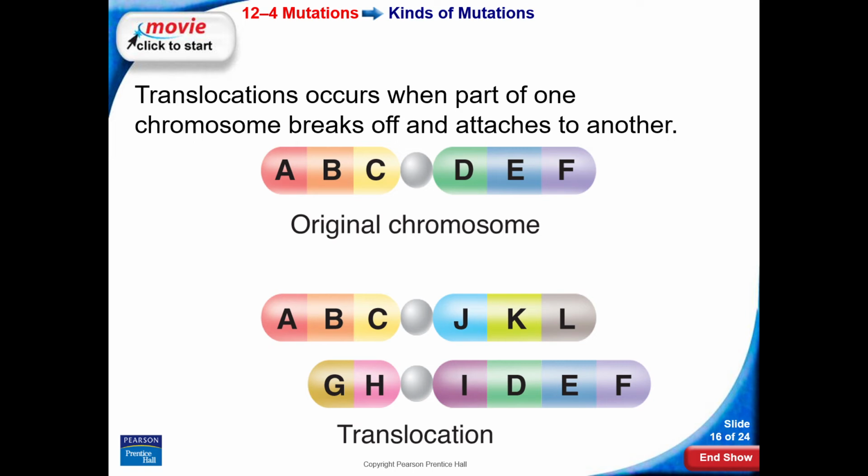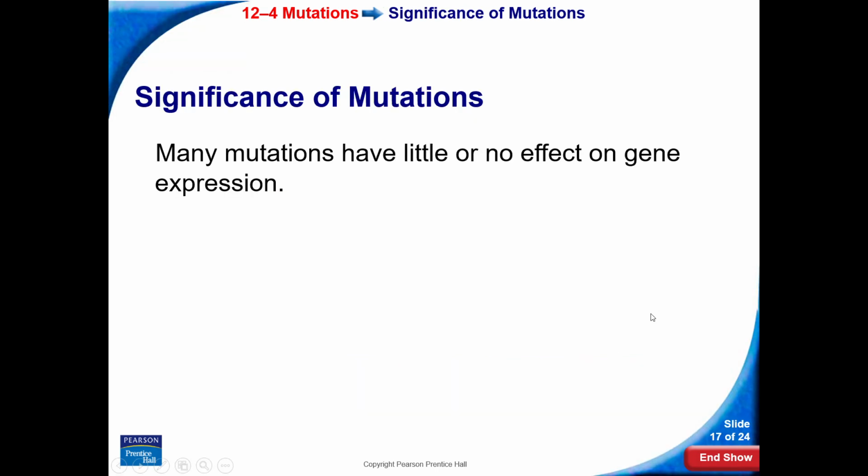So in this particular chromosome, we have A, B, C, D, E, F, and we have a translocation where we have now shifted the gene sequence around. We now have G, H, I, D, F. Now, let's go back here.